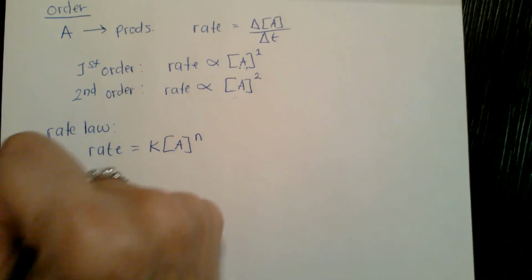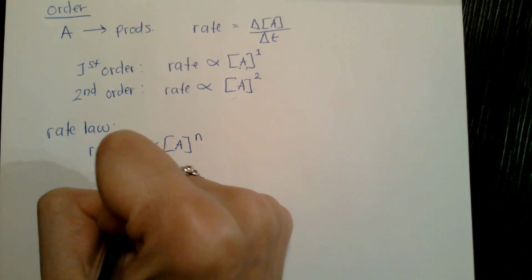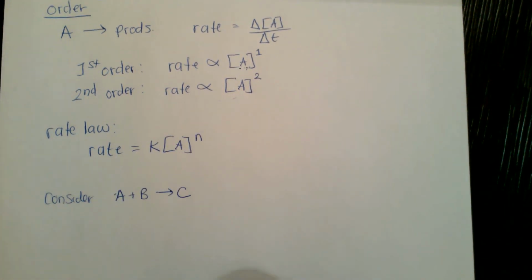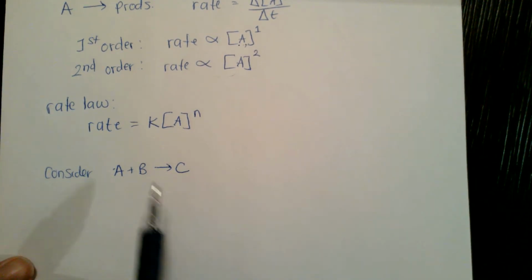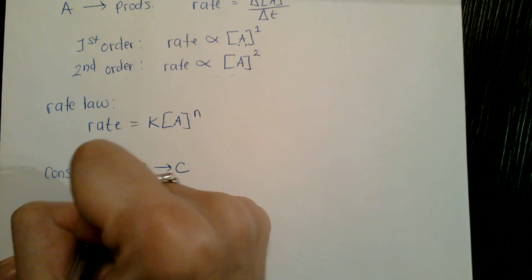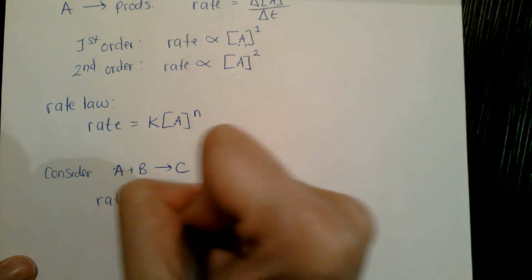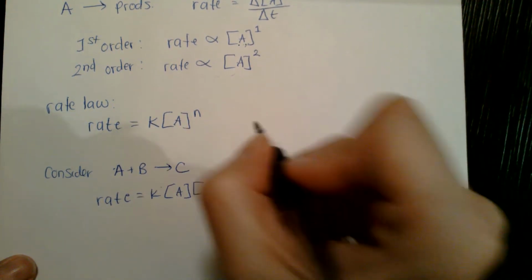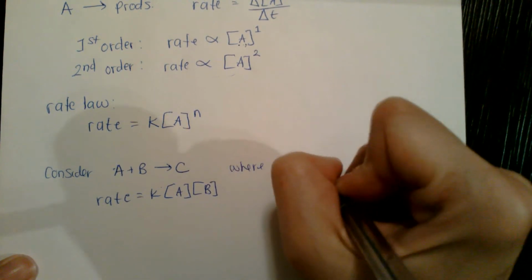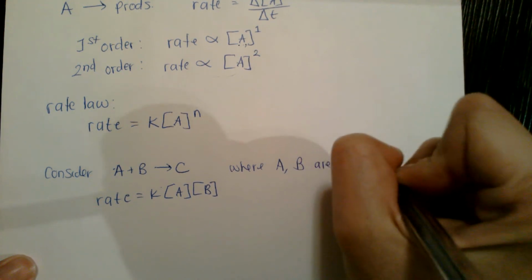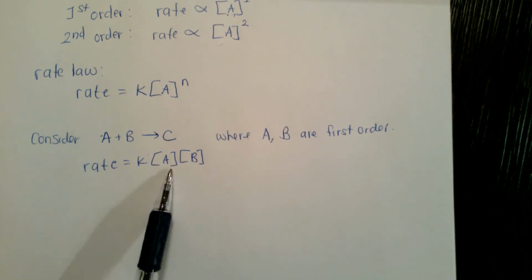Okay, so let's consider the reaction of A plus B producing products C. If this is first order in A and B, which is the most common, we would get that rate is equal to k times the concentration of A times the concentration of B, where A and B are first order. Okay, so that would be our rate law. Rate is equal to k[A][B].